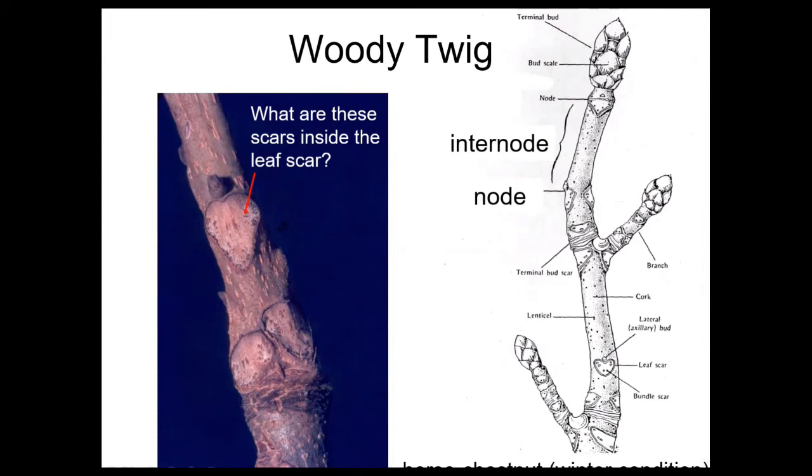Pretty soon we'll talk about leaves and leaflets. You won't find a bud in the axil of a leaflet. You're only going to find a bud where there is a leaf. So buds are associated with leaves, not leaflets. That's the point.